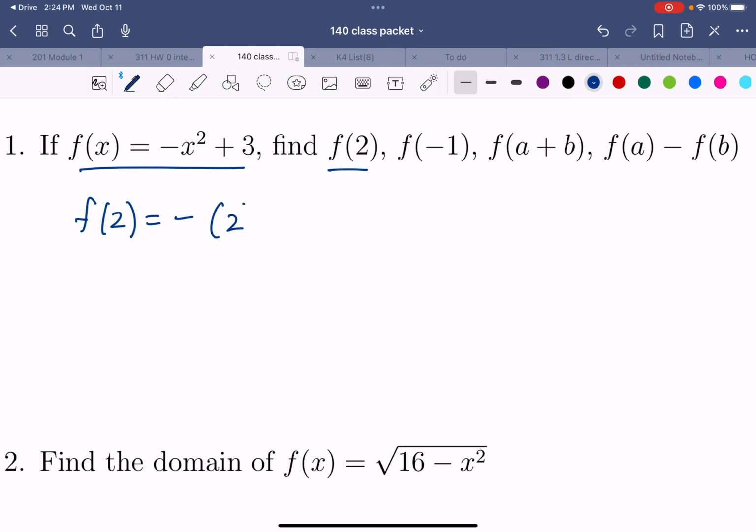So I'm going to take negative 2 squared plus 3. That's negative 4 plus 3, which is negative 1.